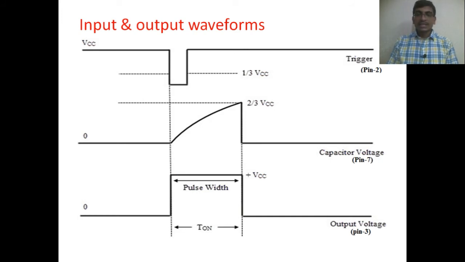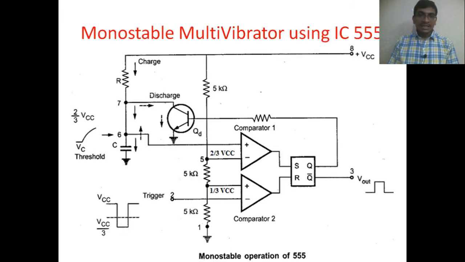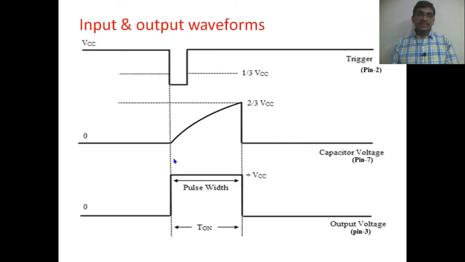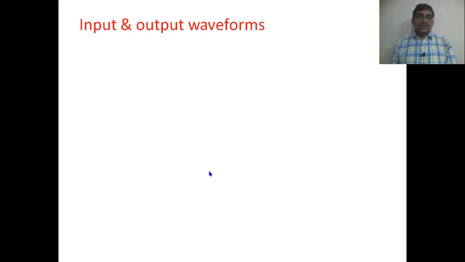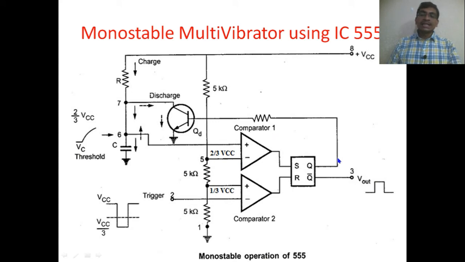These are all the input and output waveforms. We will explain later. First, initially, what I am assuming is, from this diagram, the output will be in the ground state. This is the trigger input, and this one is the voltage across the capacitor. So these waveforms are the trigger input, the voltage across the capacitor, and the output voltage. First of all, initially the output will be in logic low, 0.